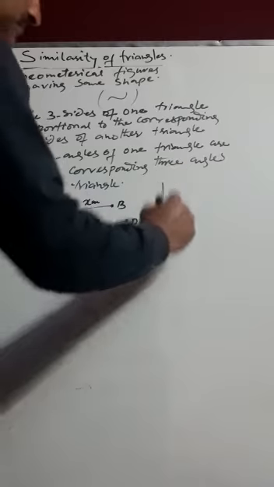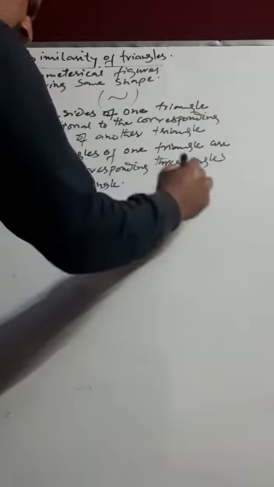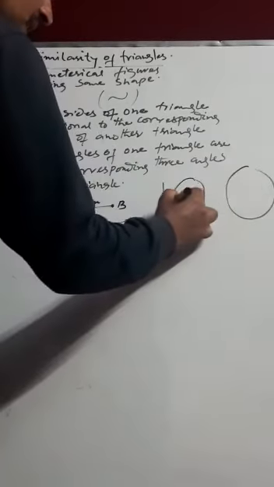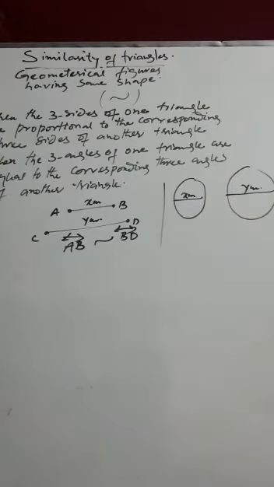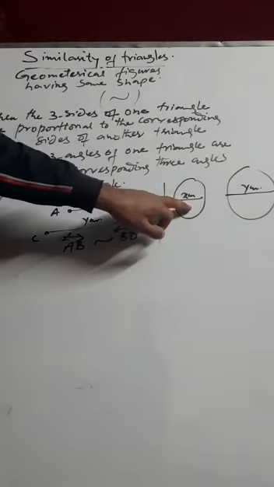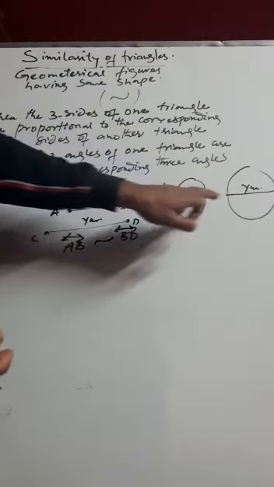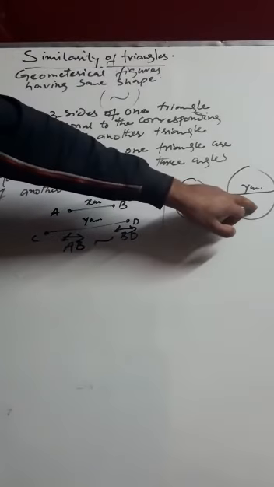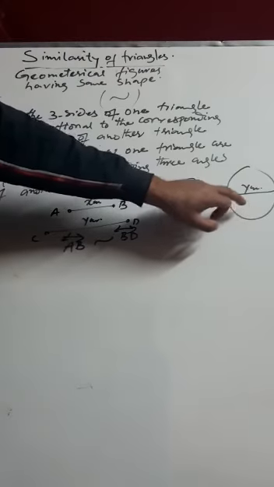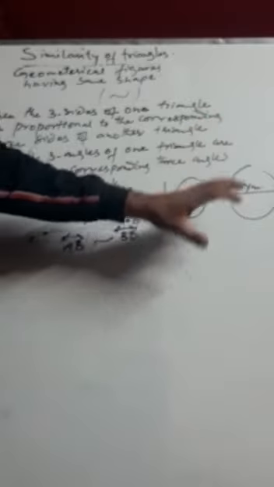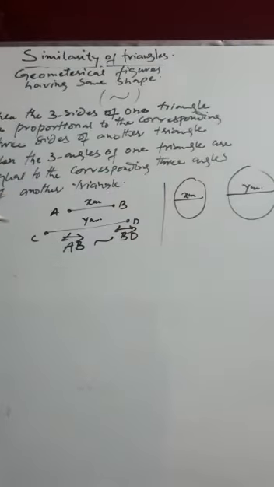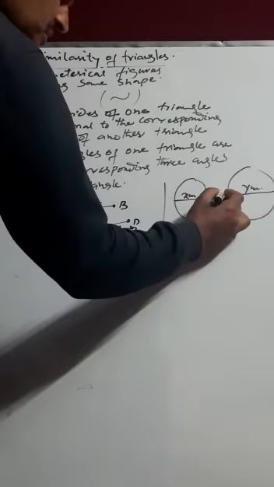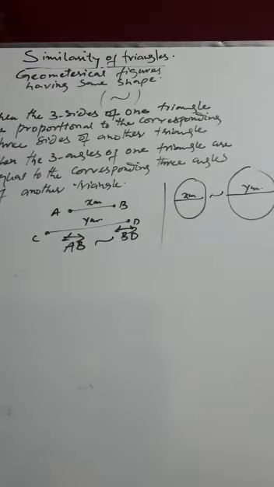Let's take one more example. If we have two circles, if this circle has x centimeter diameter, and if this circle has y centimeter diameter, this circle is the smaller one and this is the larger one. The smaller circle can never superimpose the larger circle, but in terms of shape both are alike. So in terms of size they are different, but in terms of shape they are alike. So these two circles are similar.